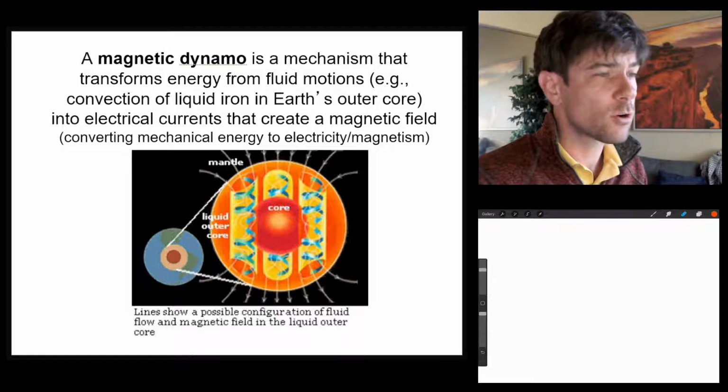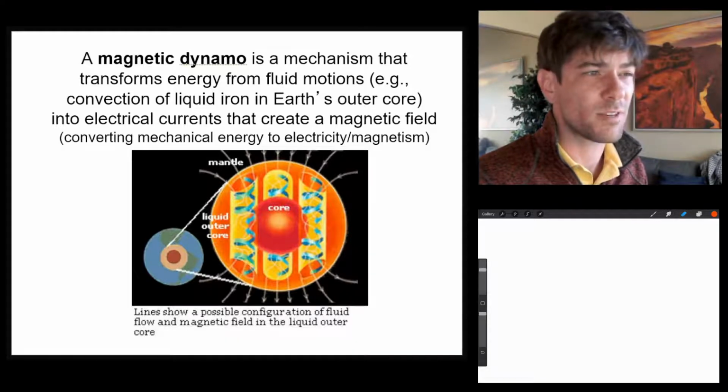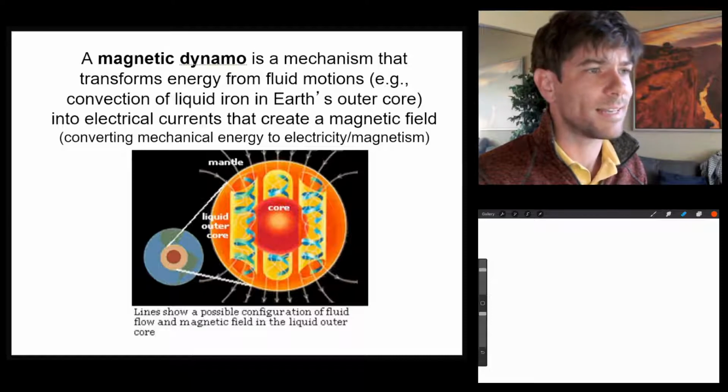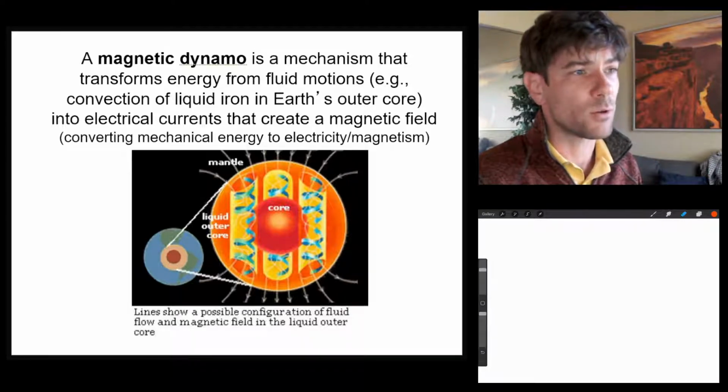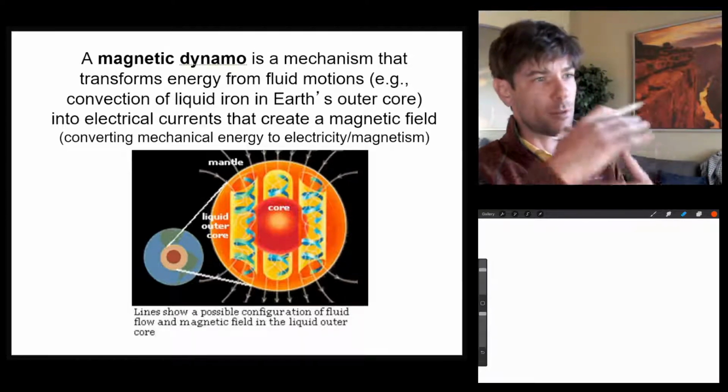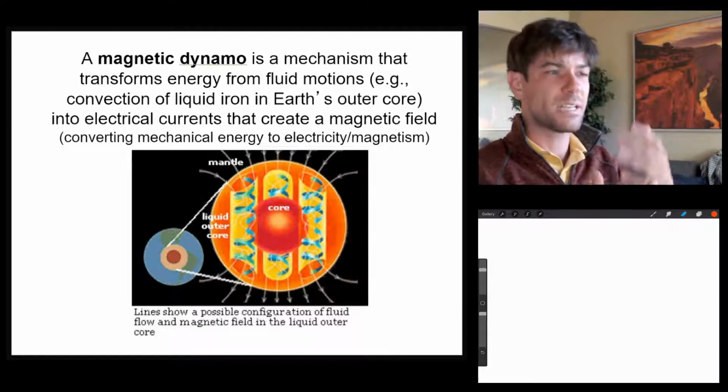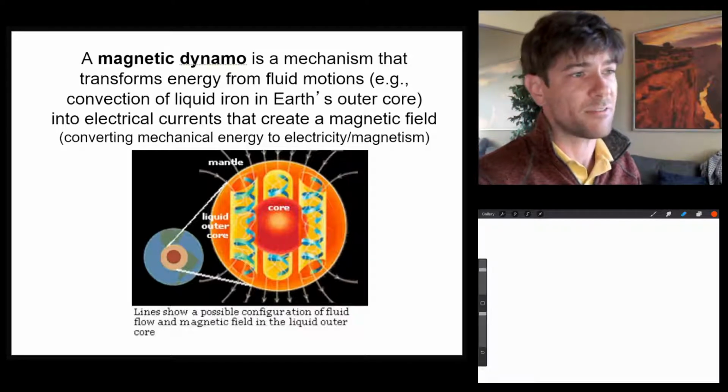Okay, and the inner core is solid. It's made of a nickel iron compound primarily. The inner core is solid, and the outer core is liquid. Okay, and anytime you have metals moving past one another like this, you generate electric and magnetic fields.